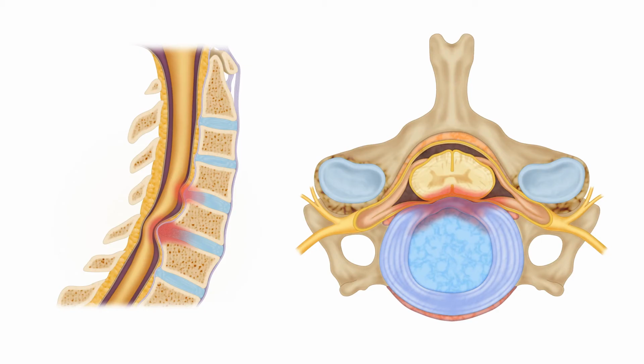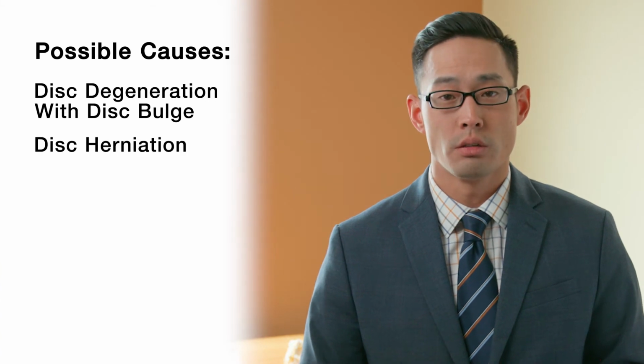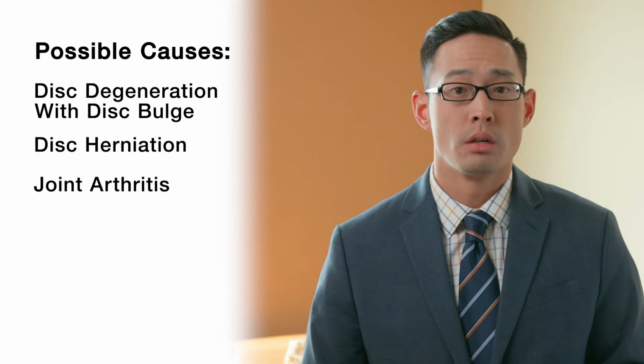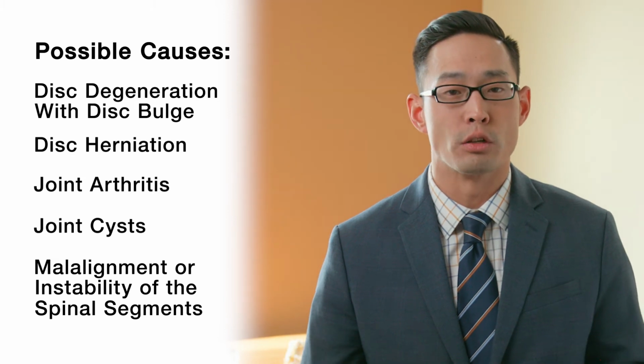Cervical myelopathy occurs when the spinal cord is compressed within the spinal canal and begins to malfunction. Possible causes of cervical myelopathy include disc degeneration with disc bulge, disc herniation, joint arthritis, joint cysts, and malalignment and/or instability of the spinal segments.